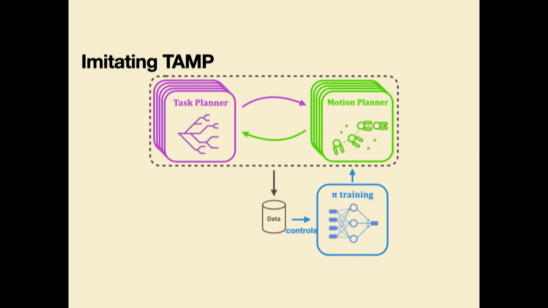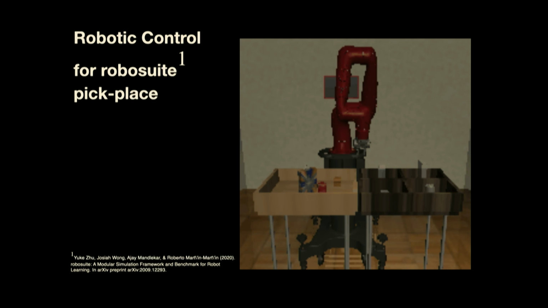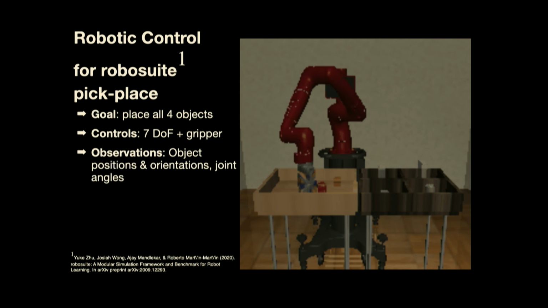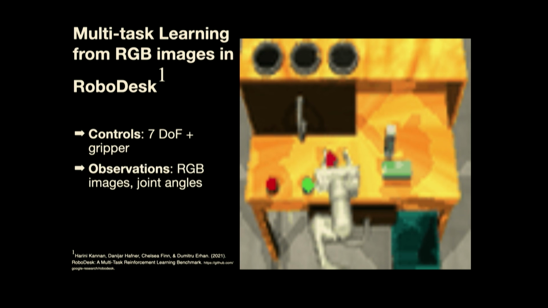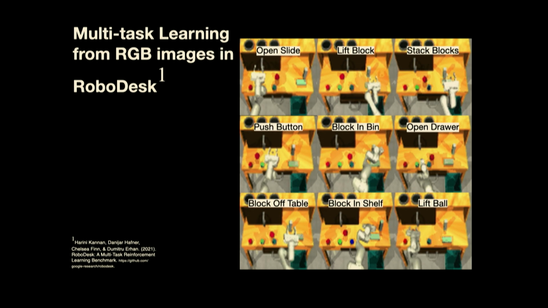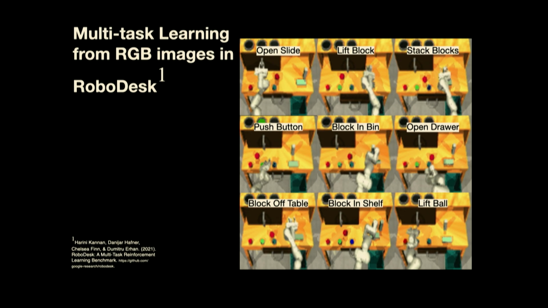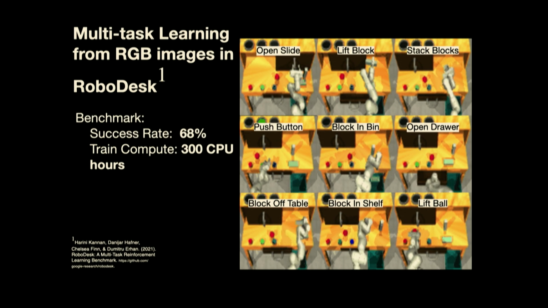We're able to imitate this without too much difficulty by collecting data from this system and training it to capture both of those. And we had some pretty nice results where we're able to do robot control in a pick-place setting, as well as this kind of image-based control setting with all of these different tasks, all with a single network across these different goals.